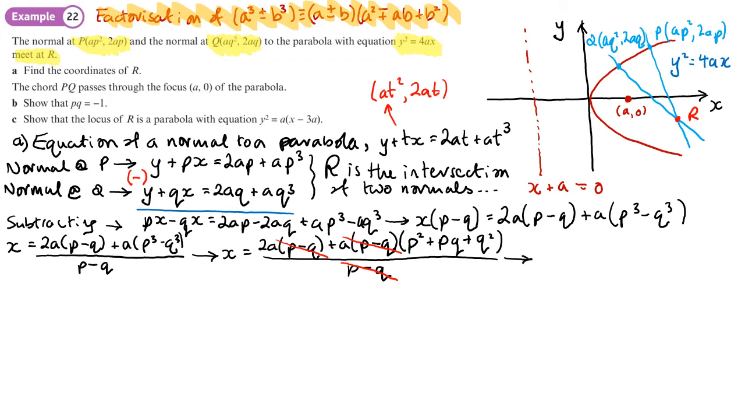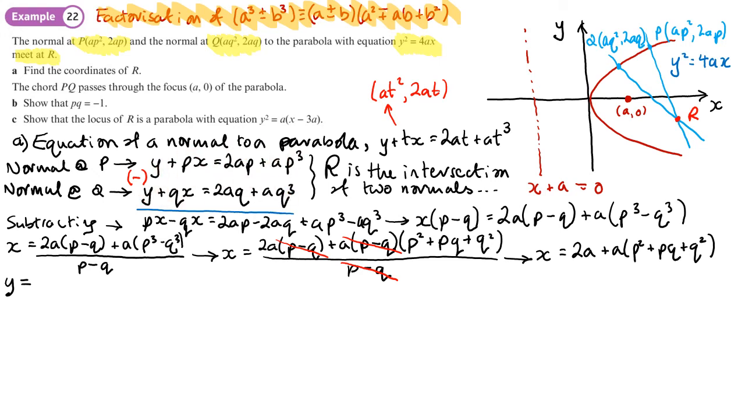It just gives it a nicer form, and it makes the algebra for finding the y coordinate a little bit easier. So the x coordinate is going to be equal to 2a plus a times p squared plus pq plus q squared. So knowing that factorization is useful. Now we want to find the y coordinate, which basically means substituting that value of x into our equation. I'm going to use this normal here. I could use that one or this one, it doesn't matter. I'm going to use the first one.